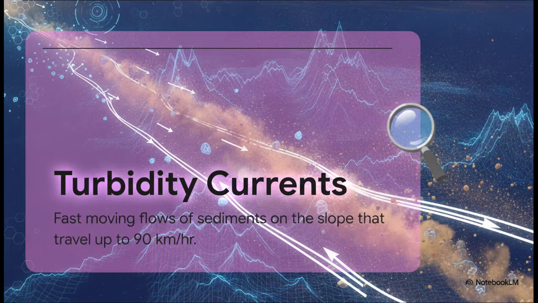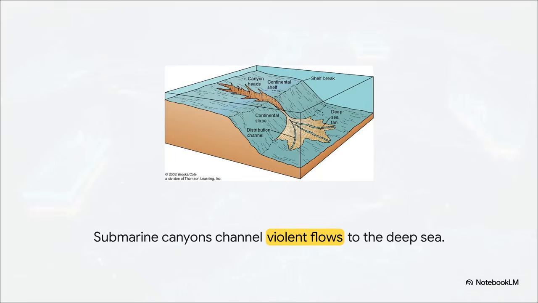So, you might be wondering, how does all that sediment actually make it all the way down to the continental rise? Well, it happens through something called turbidity currents. You can think of these as absolutely devastating underwater avalanches. Triggered by things like earthquakes or just an overloading of sediment up on the shelf, these dense, heavy clouds of mud, sand, and water come roaring down the continental slope, reaching terrifying speeds of up to 90 kilometers per hour.